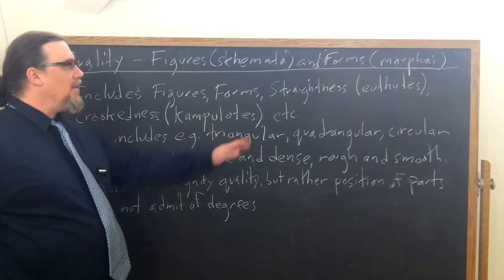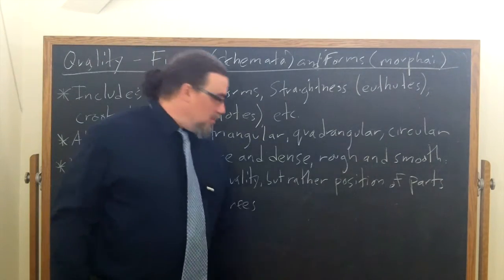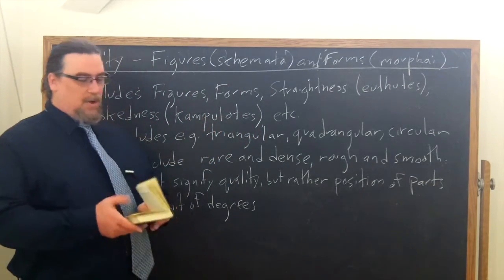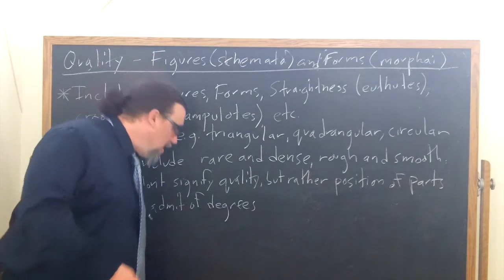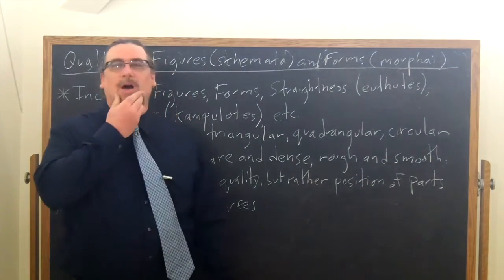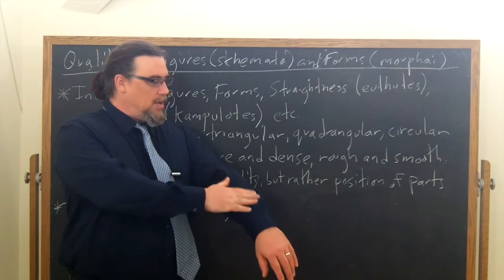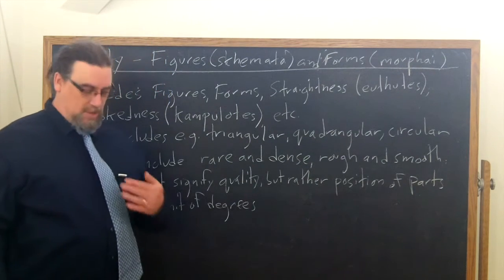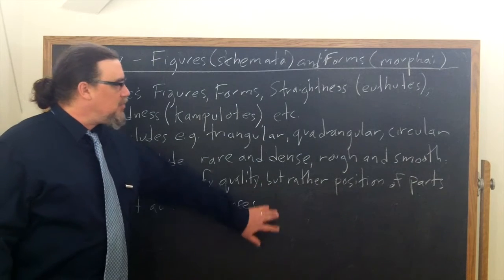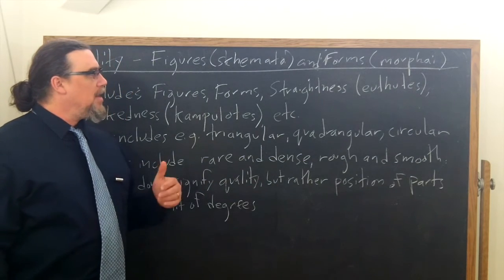So rare and dense, and then rough and smooth. The fabric of this book is rough. Hear that sound? My beard is rough, and my shirt has a certain roughness to it, but it's actually smooth. The tie is even smoother. The chalkboard is smooth. The chalk is smooth.